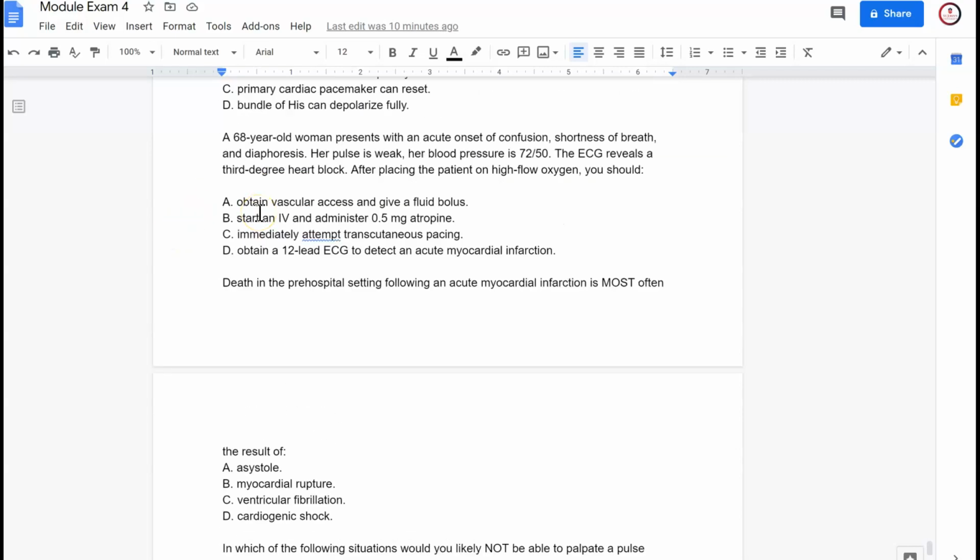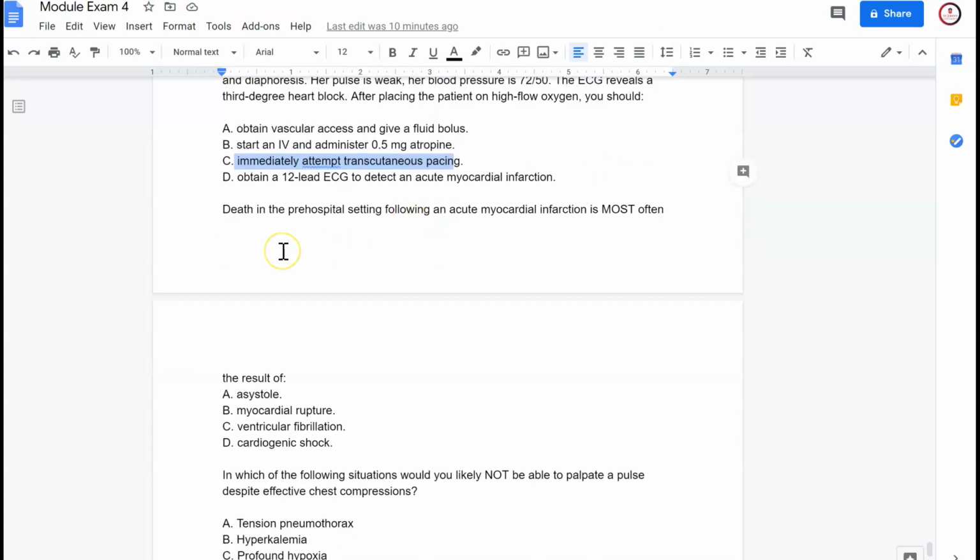A 68-year-old woman presenting with an acute onset of confusion, shortness of breath, and diaphoresis. Pulse is weak, blood pressure 72/50. ECG reveals third-degree heart block. After putting her on high-flow oxygen, you should immediately attempt. Right? This is a medicine or Edison decision, and it's going to be Edison. Her blood pressure is very low, and she's confused and short of breath. This is when you need to pace that lady.